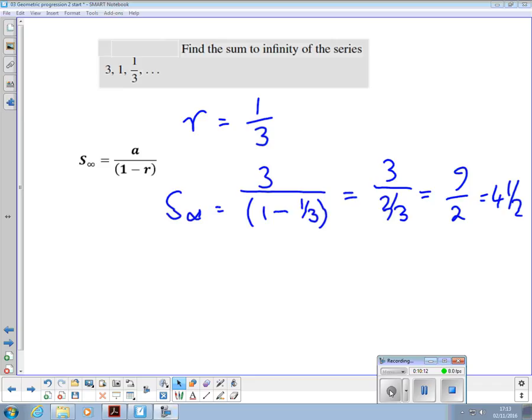Guys, so there's that one. Just plug the numbers in the formula. We need a, the first number in the series, which is 3. Divide that by 1 minus r, so it's 1 minus the third. Plug those numbers in your calculator. I really do recommend that you use the fraction button to do these and do it all in one go. And we come out with an answer of 4.5 for that. The sum to infinity for that progression, 4.5.